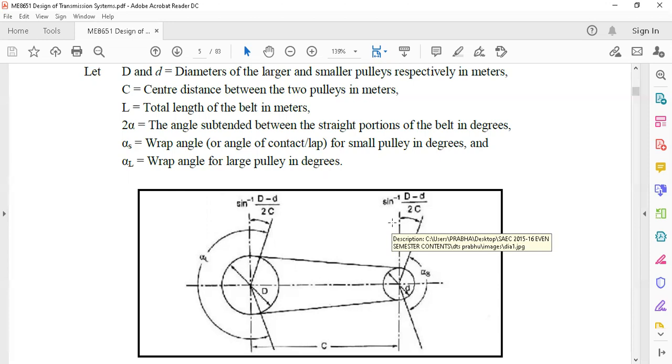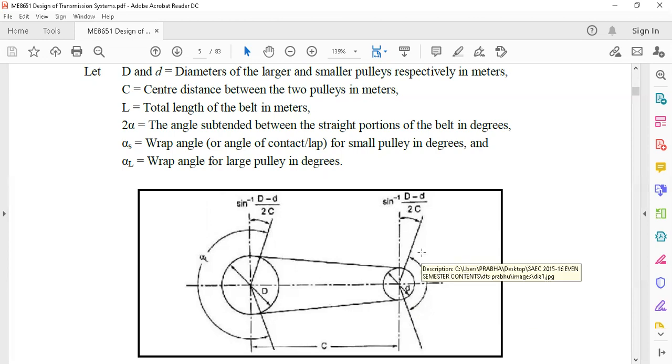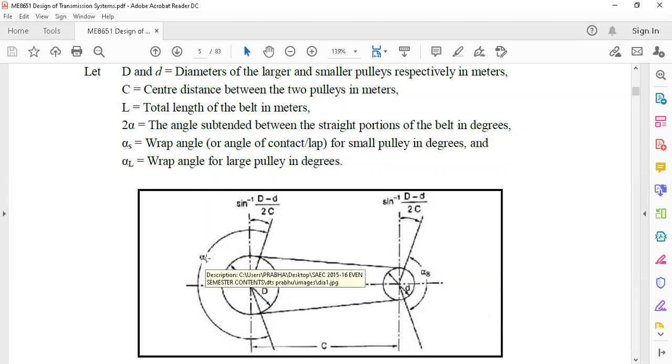Okay. And then this alpha s, which is the wrap angle of the contact, is the arc of contact. We generally call it the arc of contact between the contact surfaces. Okay. For a larger pulley, the contact surface from this part to this part is alpha L. We have wrap angle in the sense of how much of the surface is contacted by the belt drive on the pulley.